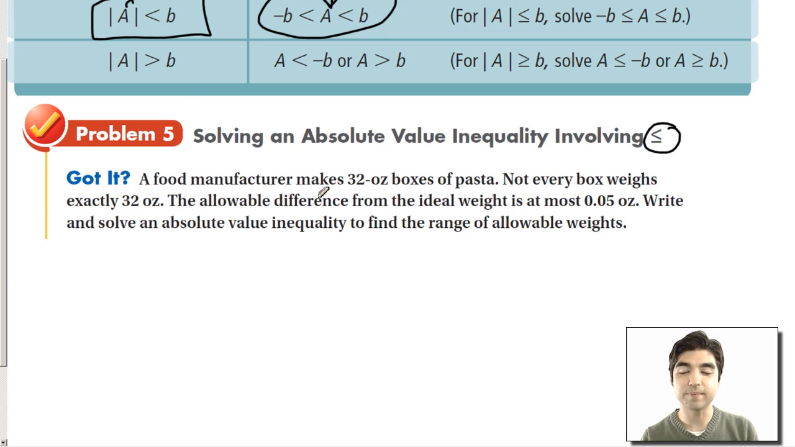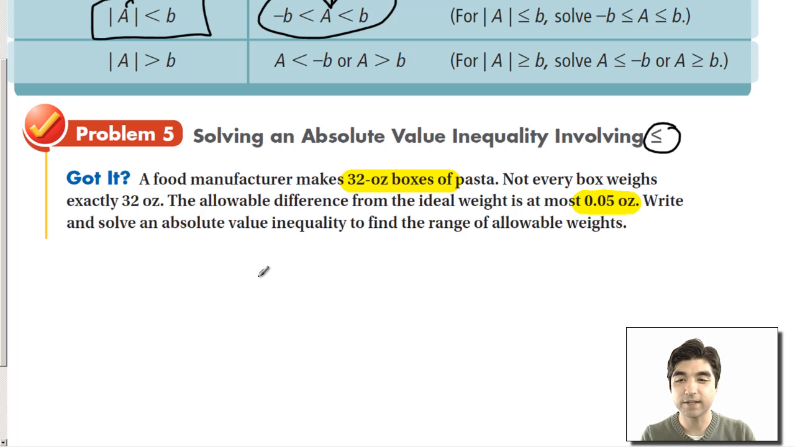We have a food manufacturer that makes 32 ounce boxes of pasta. Not every box weighs exactly 32 ounces. The allowable difference from the ideal weight is at most 0.05 ounces. Write and solve an absolute value inequality to find the range of allowable weights. Okay, so 32 is the ideal weight, but you're allowed to go above it or below it by 0.05.